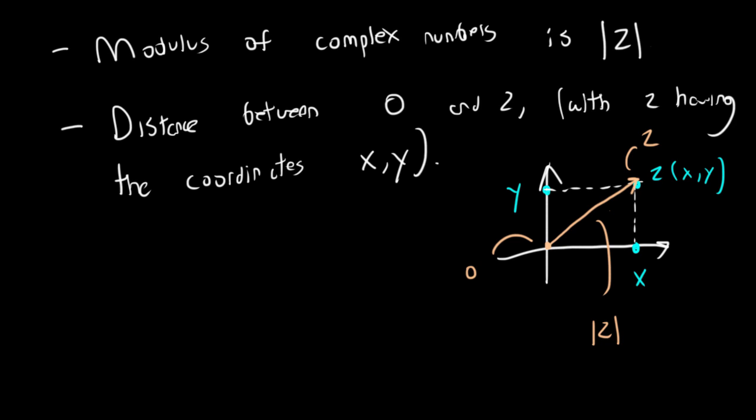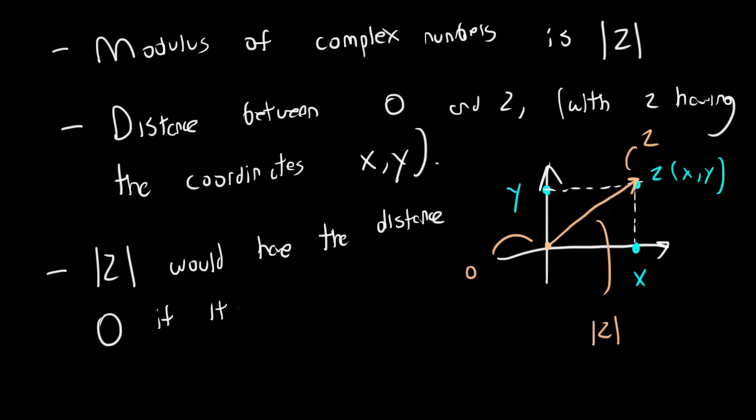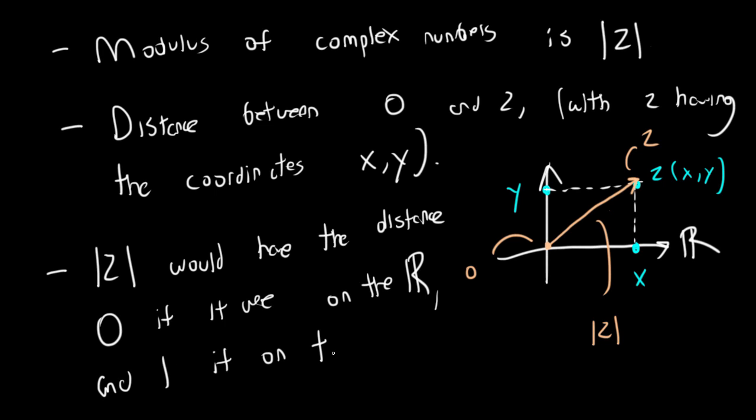And this would have the distance 0 if it were on the real number axes, which remember this was this one down here. The x-axis, if you will, was for the real numbers. And 1 if on the unit circle.